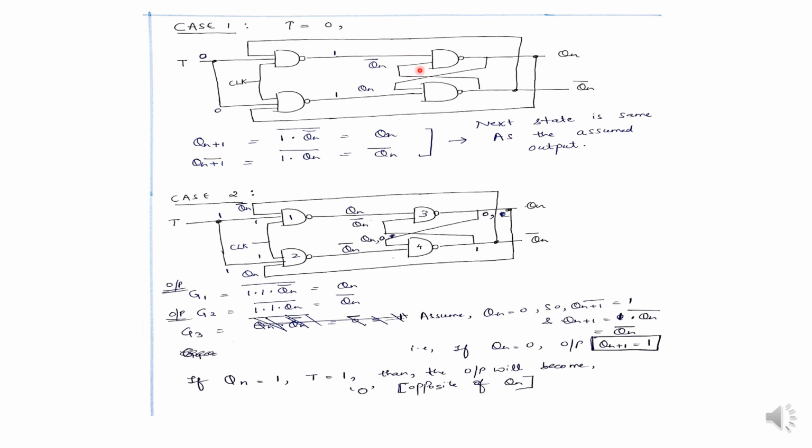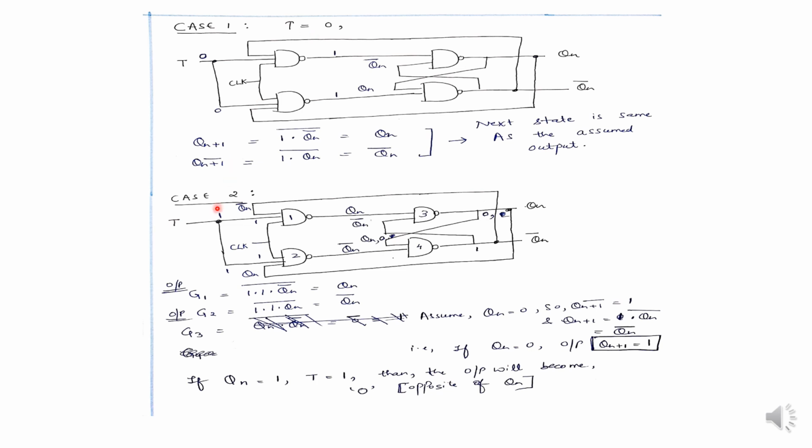So what will be QN plus 1? You all know it is 1 into this QN bar. This QN bar is going here. So 1 into QN bar, whole bar. So it will be QN. That means the next state is the same as the assumed output. That means if the assumed output is 0, the next state is 0. If the assumed output is 1, the next state is 1. But remember, it is valid for the case T equals 0.